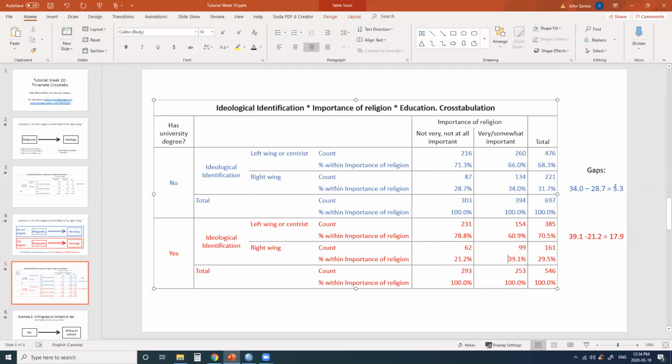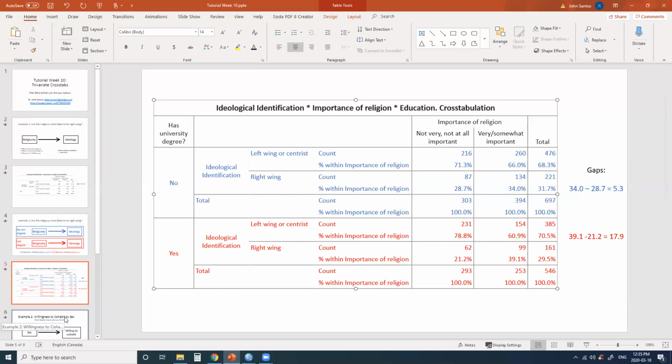So the nature, or the size of the relationship, sometimes the nature of the relationship as well, is different amongst different categories of our control variable or moderator variable. So that's all that's going on in a crosstab.